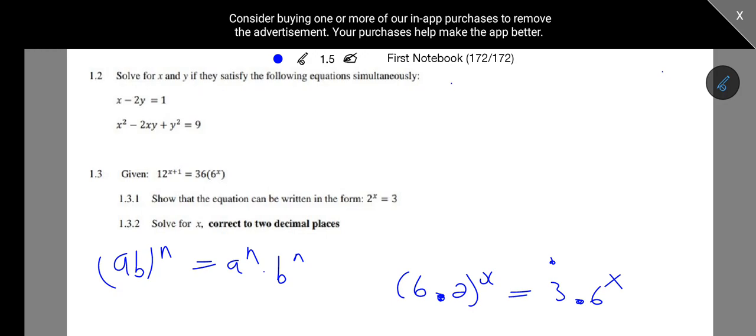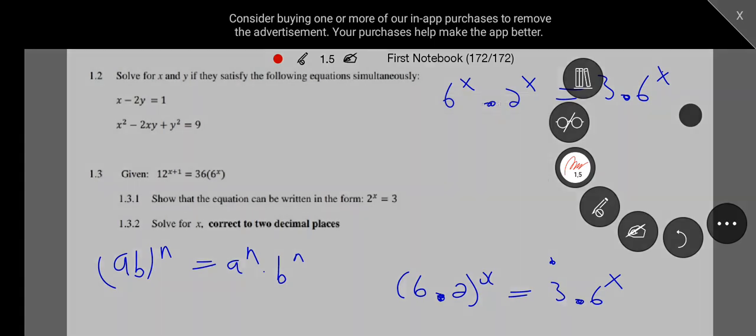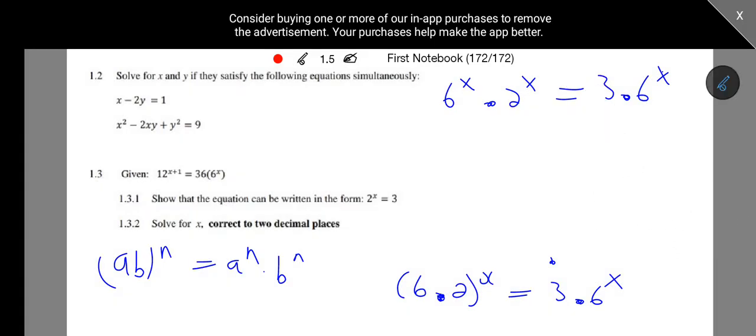We have 6 to the power of x times 2 to the power of x is equal to 3 times 6 to the power of x, right? Therefore, from this point, I can cancel out the 6 to the power of x, meaning I divide both sides by this, and they fall off. Now our final answer is 2 to the power of x equal to 3. And there I have proved it. You see, that was worth it. I think it was for 3 marks.